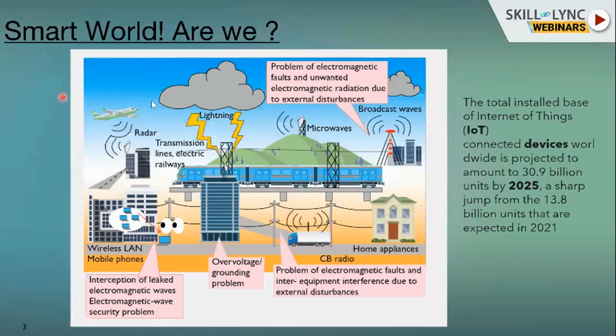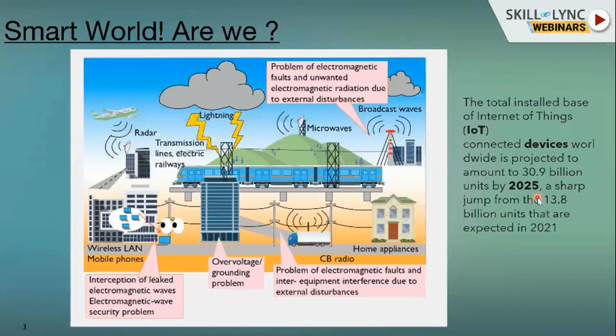One article said that by 2025 we will have 30.9 billion IoT devices around us. Today we are surrounded by smart cars, smart TVs, smartphones, and even some houses are coming as smart houses. All are interconnected. Even medical devices are giving very good ways to connect from rural to urban areas. So we are all surrounded by these RF devices.